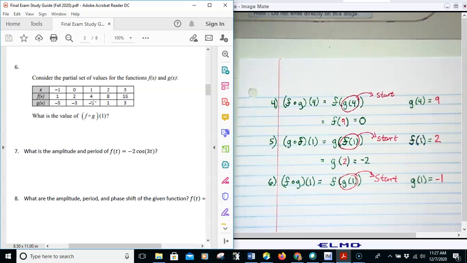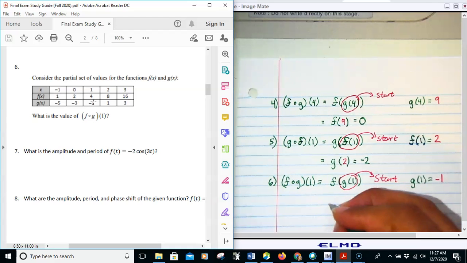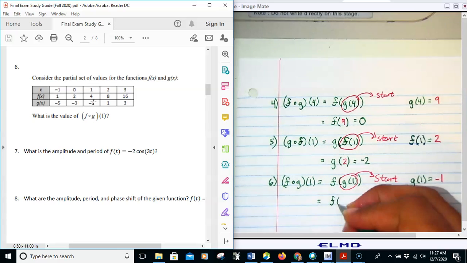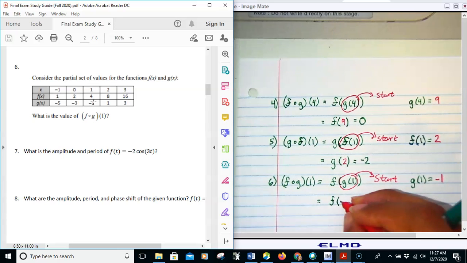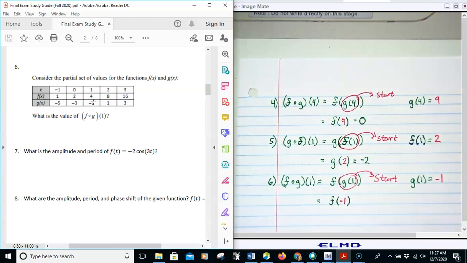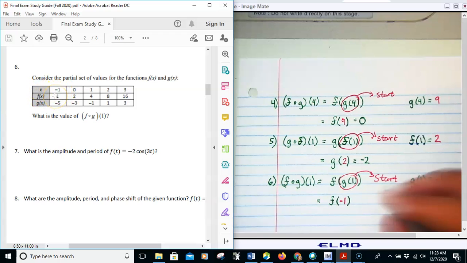All right, so now instead of writing g of 1, we put that -1 in that spot. We substitute that in. So when x equals -1, we go down to our f of x. The second line right here is f of x. So when x equals -1, your value is 1.